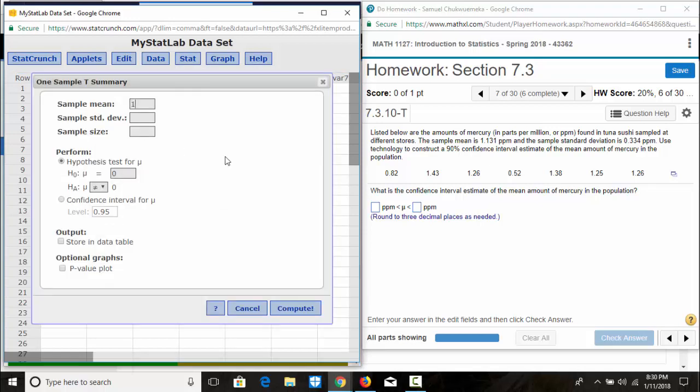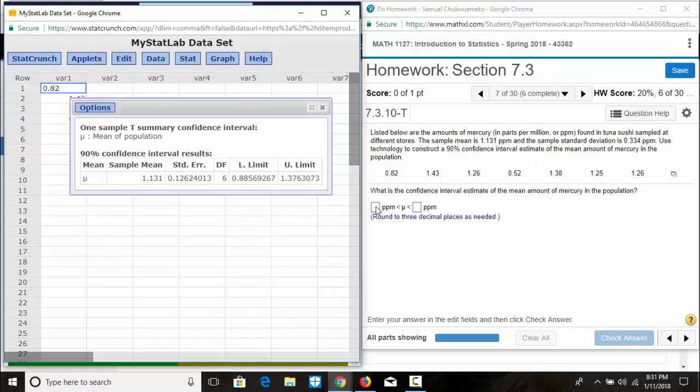The sample mean is 1.131. Sample standard deviation is 0.334. Sample size is 7: 1, 2, 3, 4, 5, 6, 7. And you're not performing a hypothesis test. No, we are constructing a confidence interval. So you click here and you put 0.90, a 90% confidence interval. Okay, you click compute.